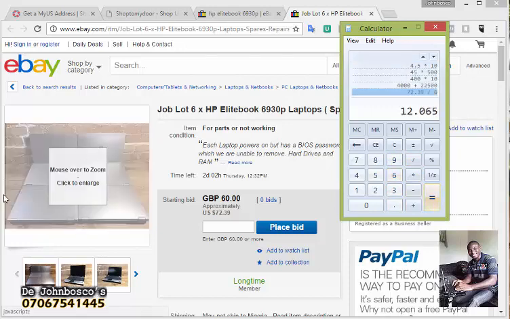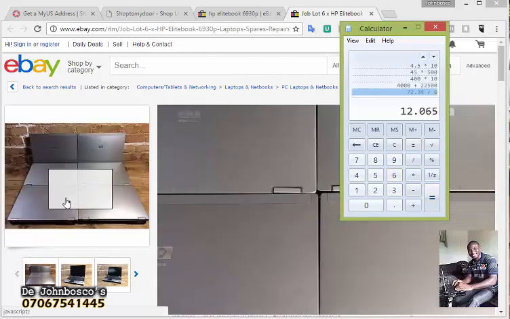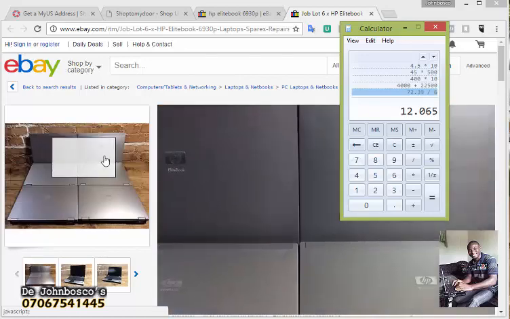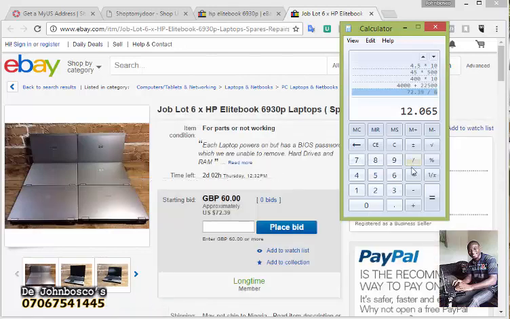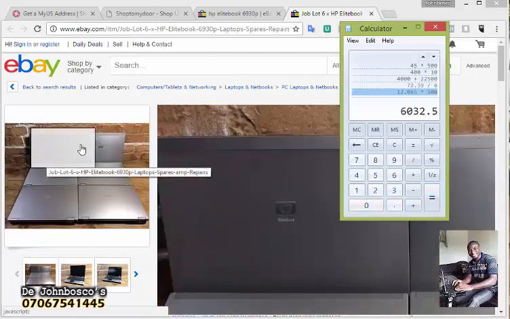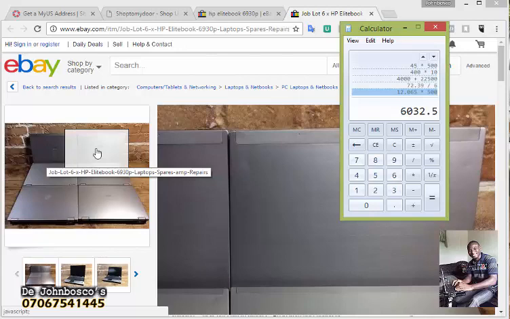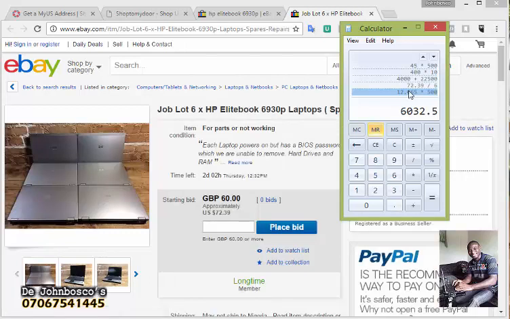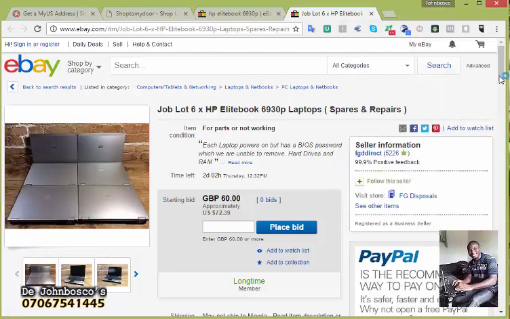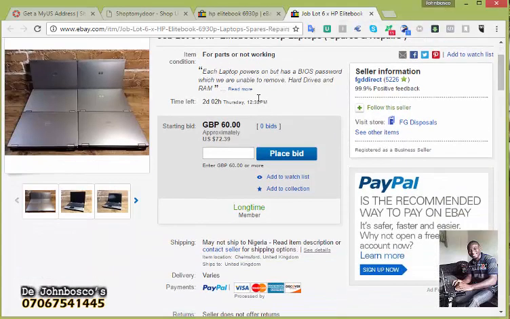But this shouldn't drive you nuts. Before you conclude that this price is good, kindly scroll down to the description. Each laptop powers on, but has a BIOS password, which we are unable to remove. Hard drives and RAMs have been removed. See each description. I hope this syncs well. There is no hard disk drive, there is no RAM, and they all have a BIOS password, which they are unable to remove. Do you get it?